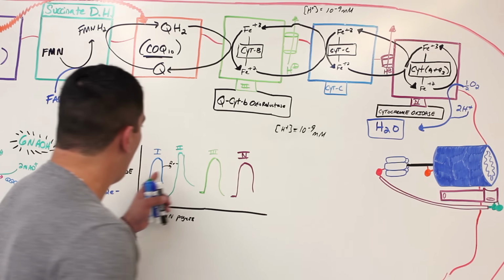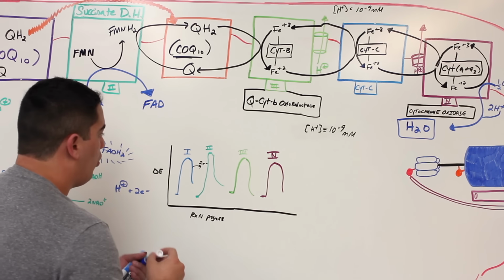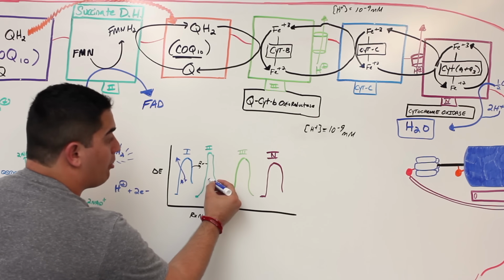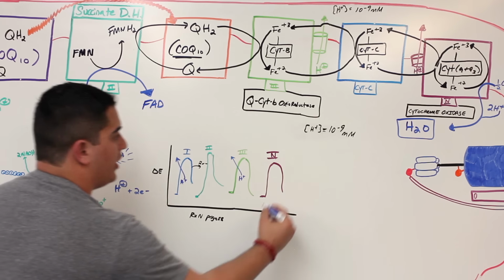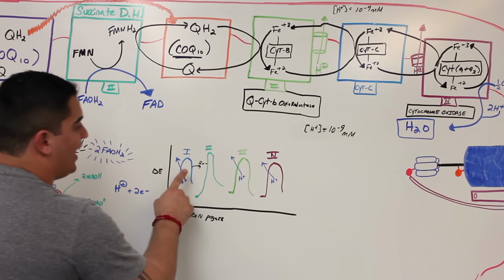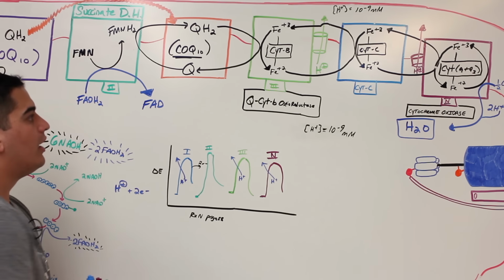So again, at what points here are we actually pushing the protons out? Specifically, we're pumping a proton out at complex 1. We're not pumping a proton out at complex 2. We're pumping a proton out at complex 3. And we're pumping a proton out at complex 4. And this is due, again, to whenever it's transitioning from high energy to lower energy.